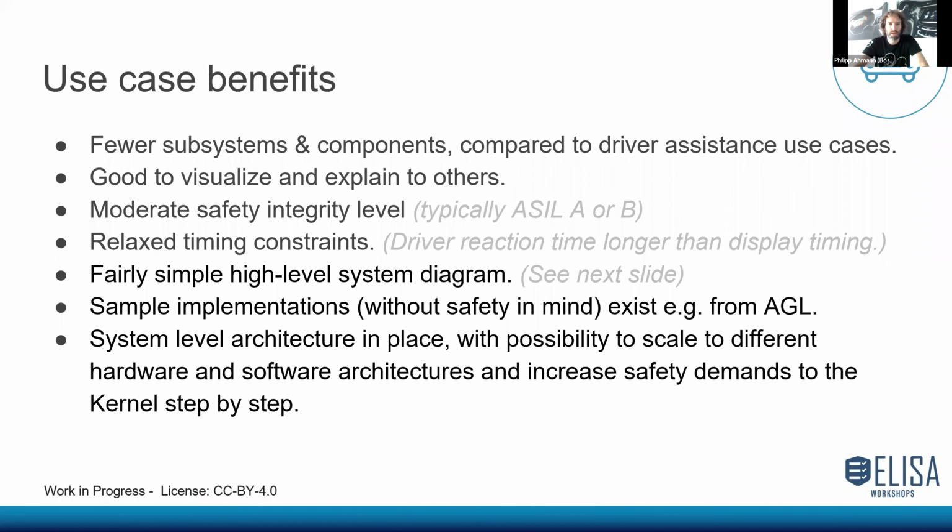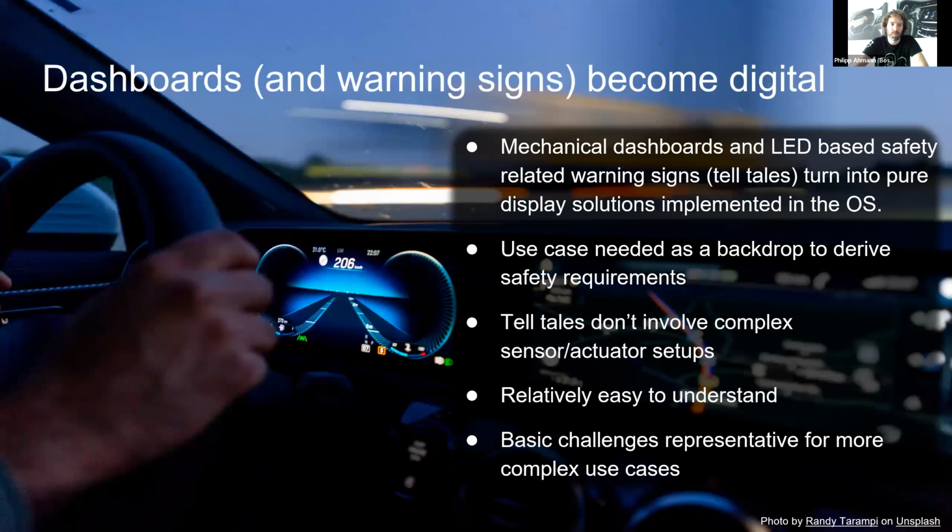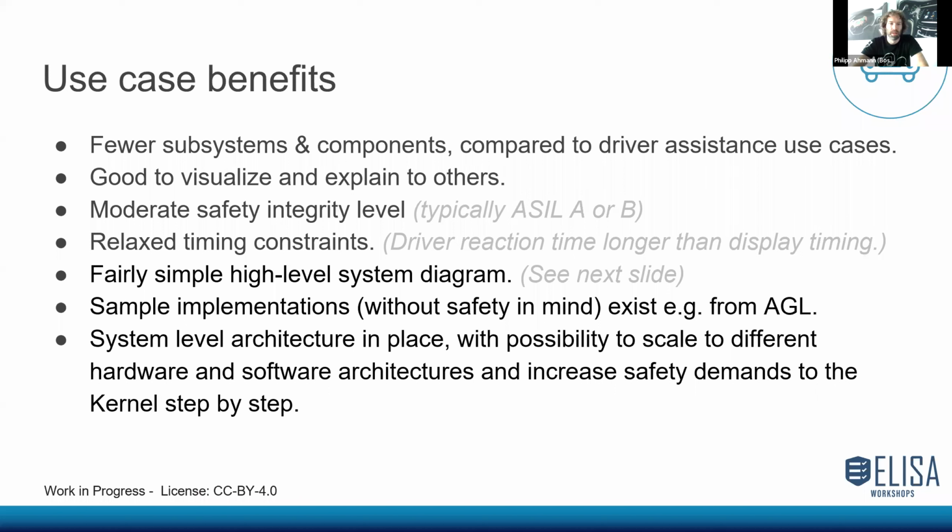Right. It's nice that in this use case, we have just fewer subsystem components compared to the driver assistance use case, right? Also drawing system architectures, you have a lot of chances to draw this for a driving system, but here we can fast argue that this could be a reference system architecture. It's nice to visualize. I just had this one picture, could show you the display and say, here's the gear, that's the point in there. And it also typically has a moderate safety integrity level. So it's typically set as ASIL A or B.